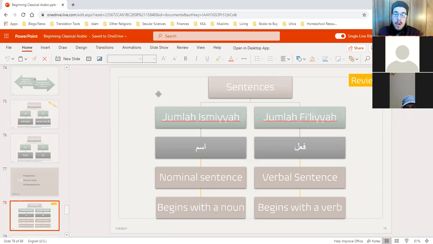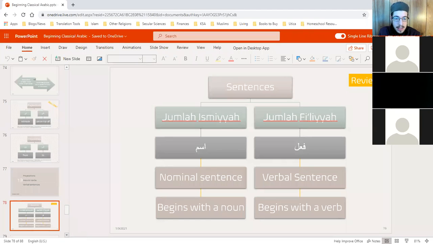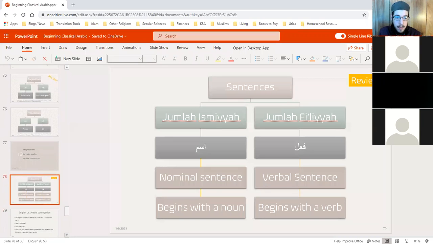So what is a jumla ismiya versus a jumla fi'liya? A jumla ismiya is a sentence, jumla means sentence, that begins with an ism, okay? Whereas a jumla fi'liya is a sentence that begins with a fi'l, which is a verb.